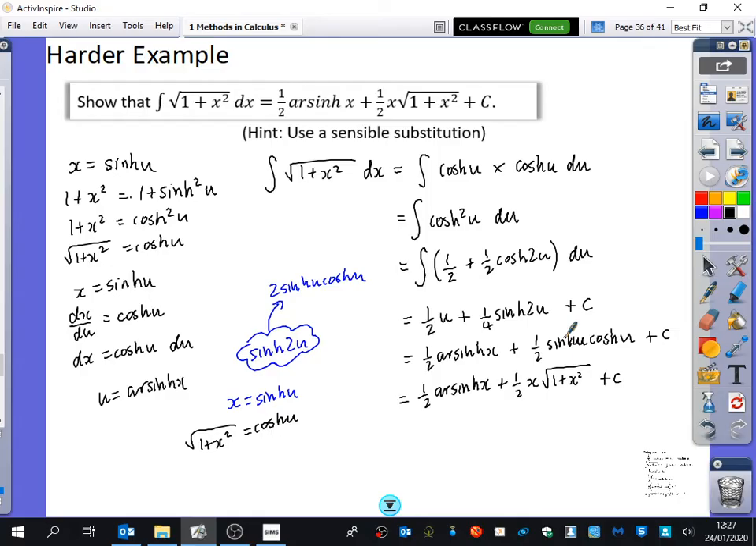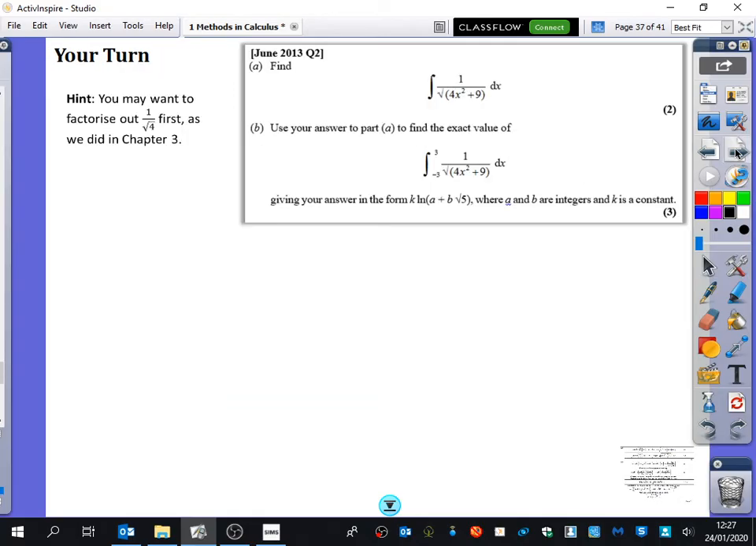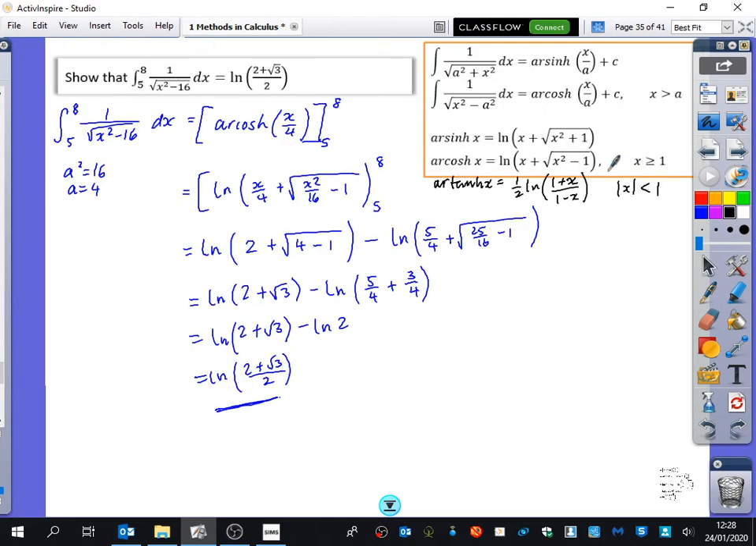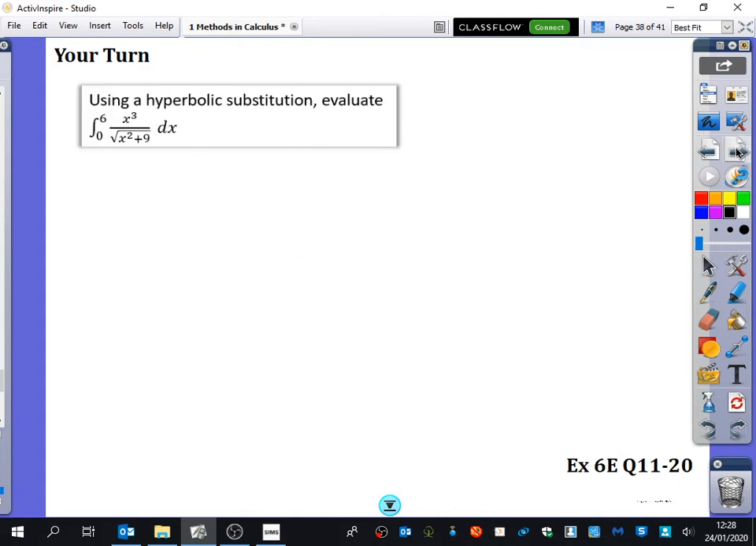So one of your homework questions is going to be to do this one. It's exactly the same as what we did in chapter 3 in methods in calculus, apart from the fact that it's going to be stuff with r shine and r cosh. You may need, for the ln bit you've got down here, this thing. This one I will do as a class example, just so that we finish off.